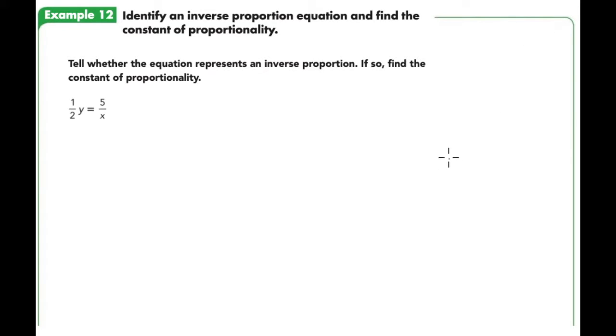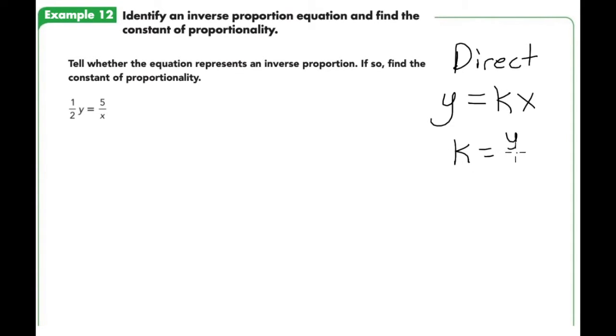In this example, we're going to tell whether an equation represents an inverse proportion, and if so, we're going to identify the constant of proportionality. So again, when we had direct proportions, we looked to isolate the y, and we wanted to get it in the form of y equals that constant times x, or we could have had it as the constant equals y divided by x.